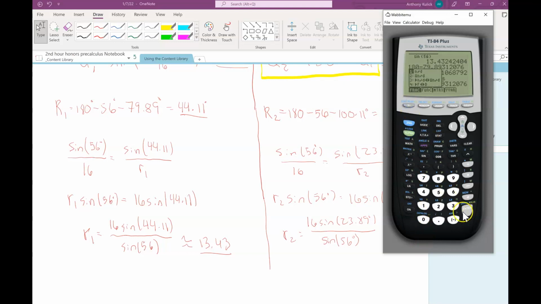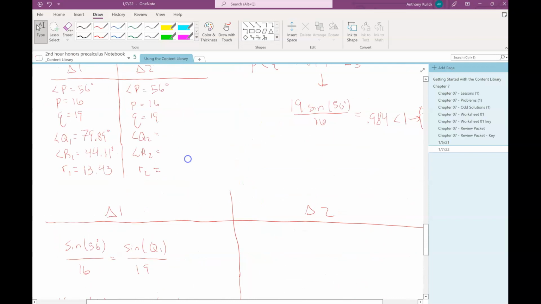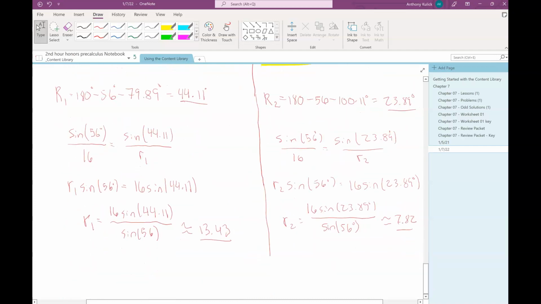What do you think on this? It's not so bad once you get through that first analysis to figure out what the heck is going on. So let's see, R2 is 782. Okay, forgot to write any of that stuff down. 100.11, 2389, and then 782. We'll go back down here.